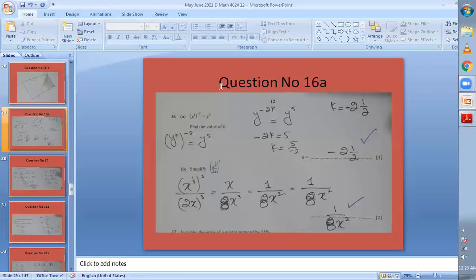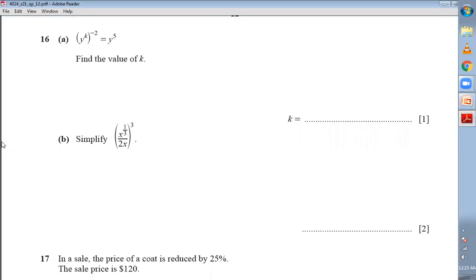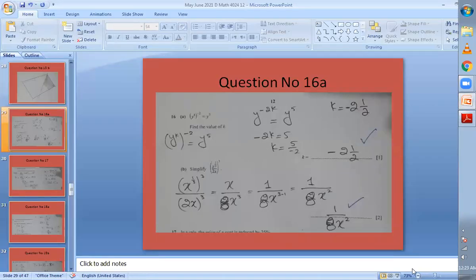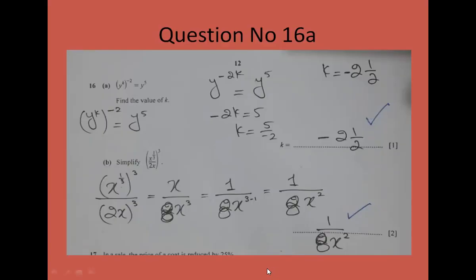Then they ask us to simplify, let me show you the question because here it's not that clear. Yeah, simplify x raised to power 1 by 3 divided by 2x raised to power 3. So let me show you how I've done. There are different methods to do this, but I have just done one of the methods. You will give this power 3 to each individual term here. So you will have x raised to power 1 by 3, raised to power 3, divided by 2x raised to power 3. Power multiply, so 1 by 3 multiply 3, and 3 will be cancelled. You will be left with the x.